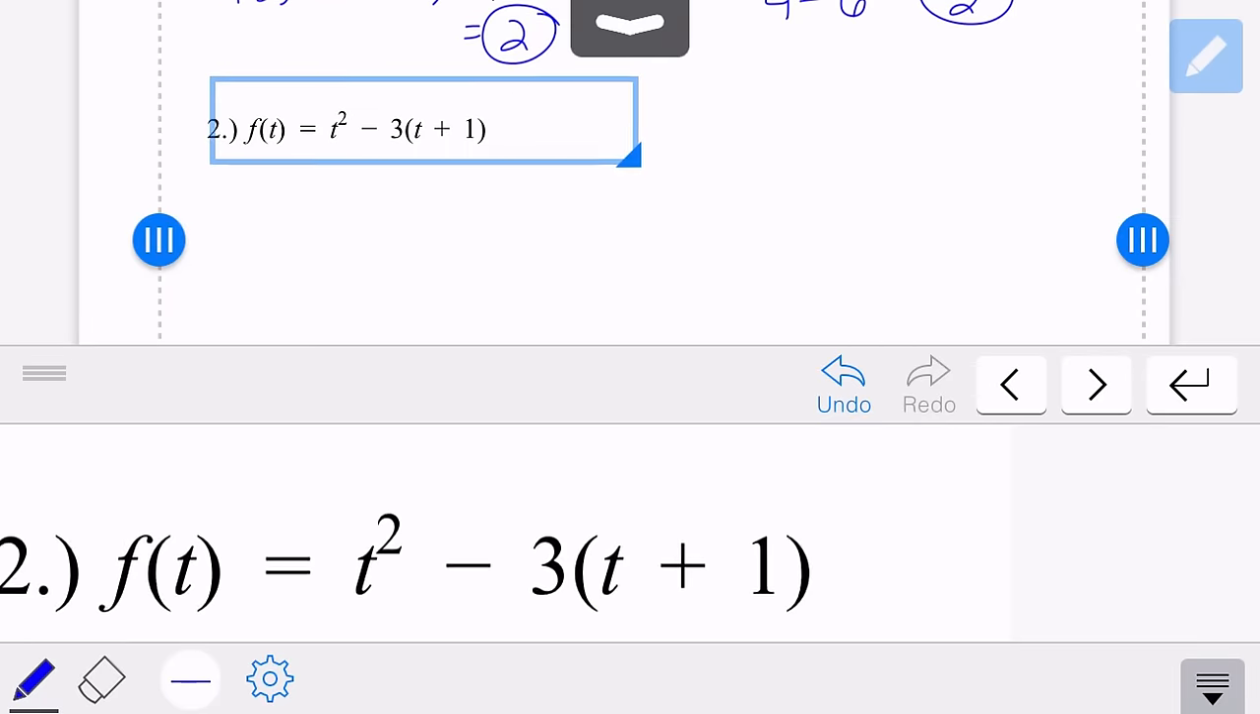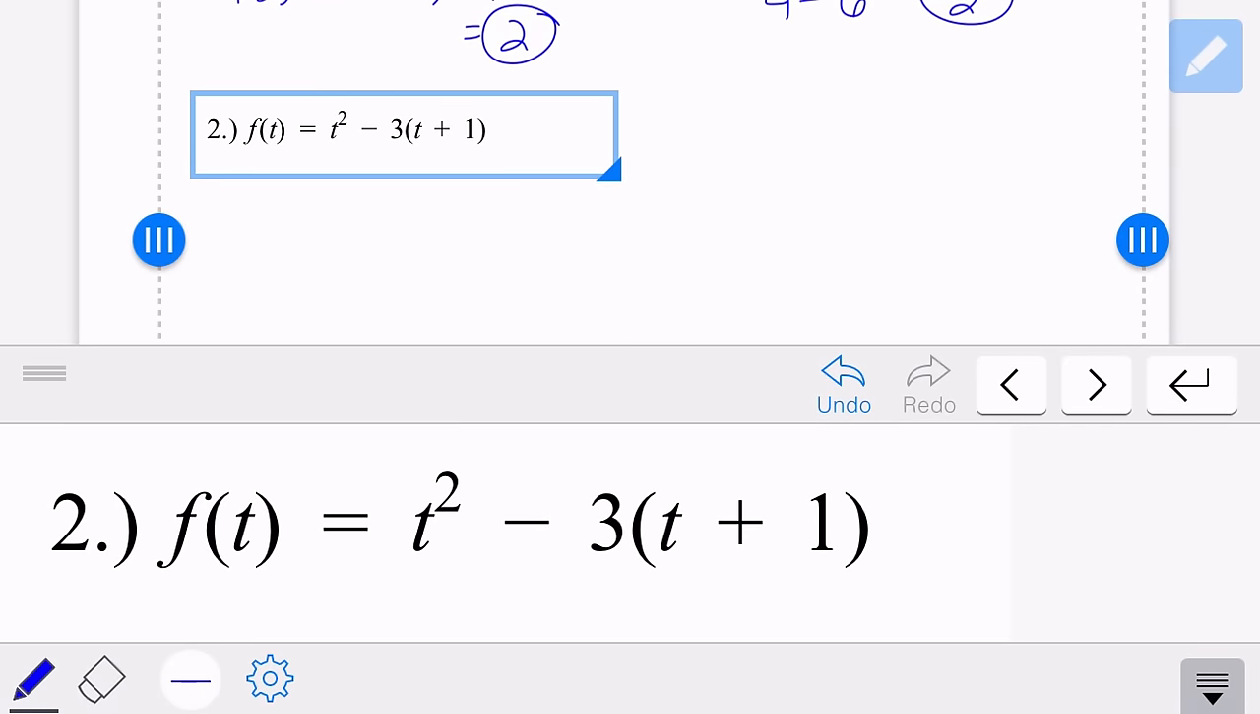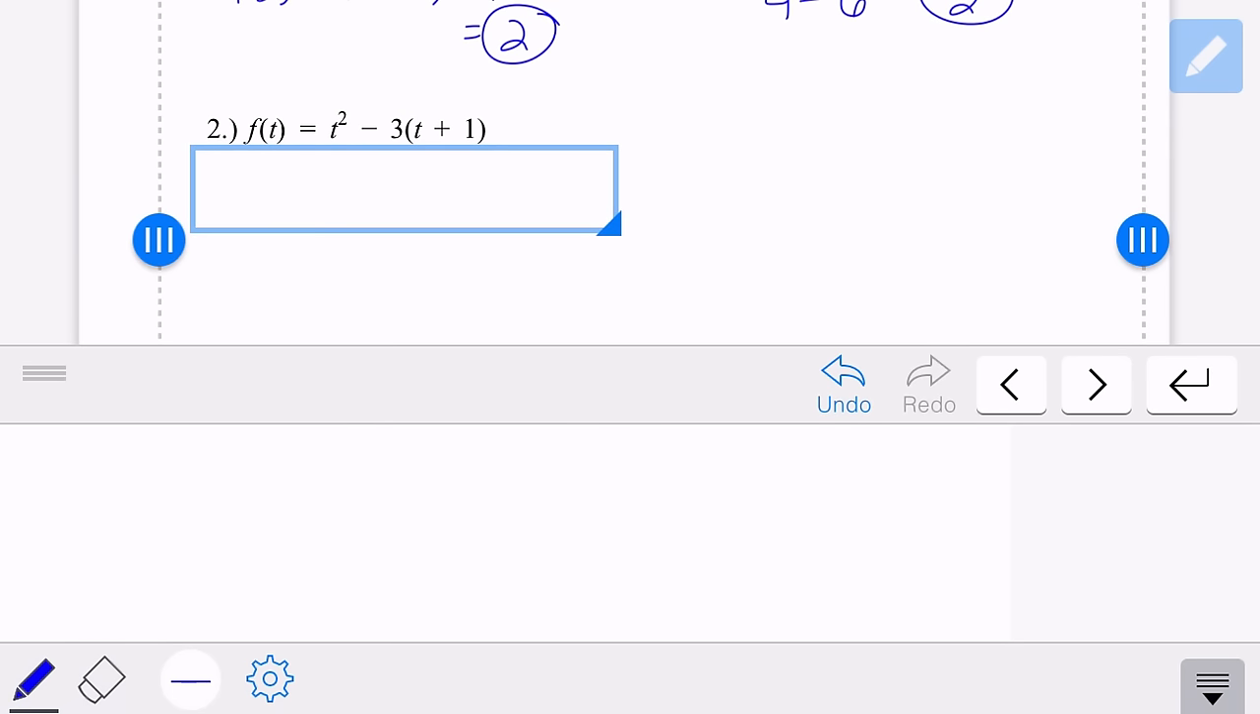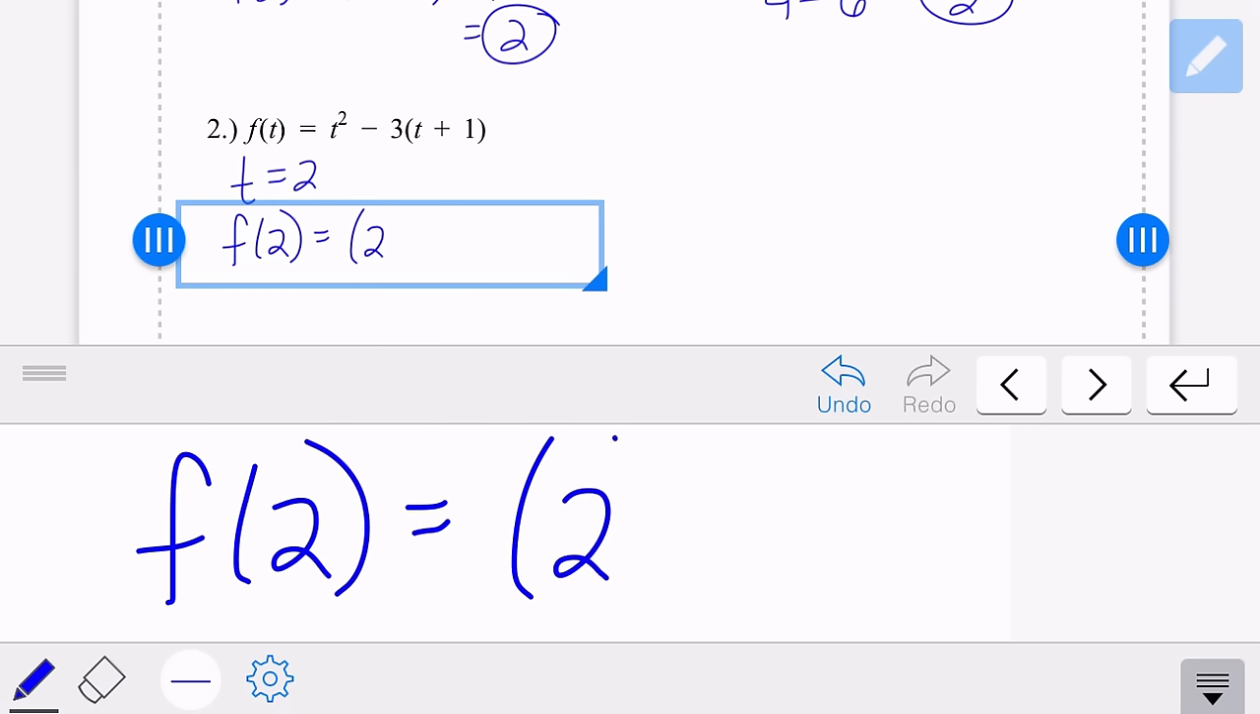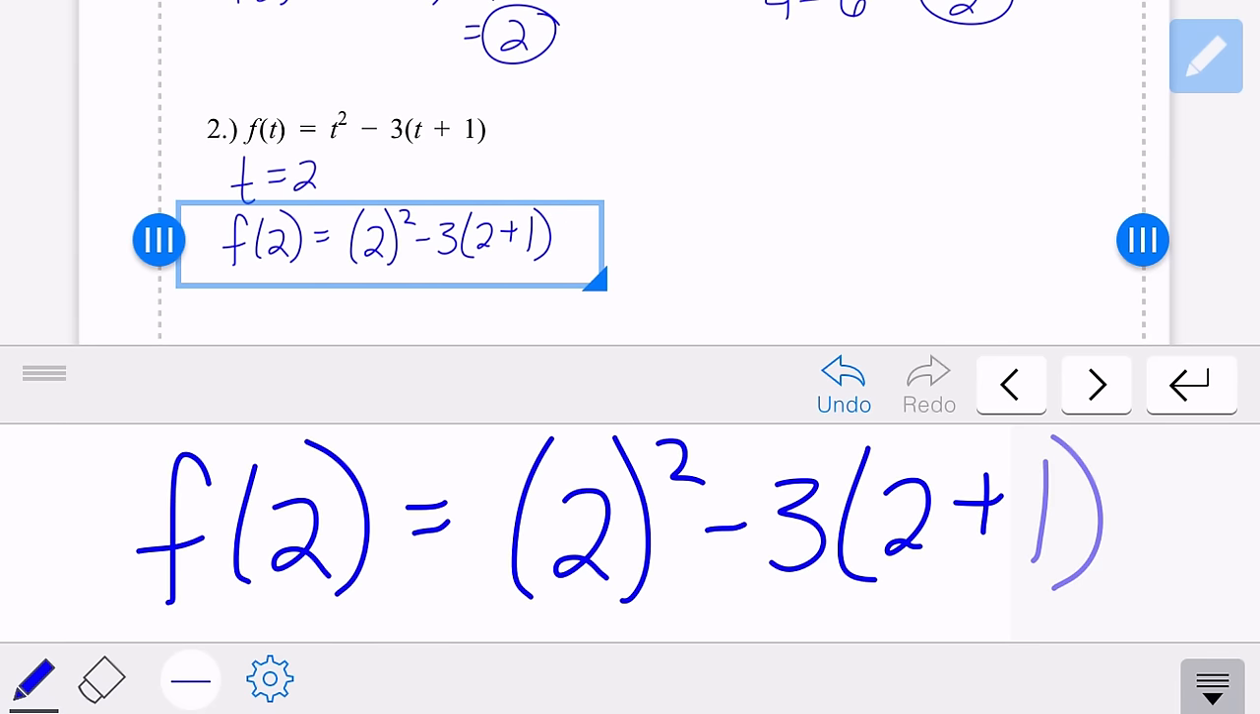Moving on to the next one. We have f of t this time, and that's going to be equal to t squared minus 3 times t plus 1 in parentheses. So let's suppose t is equal to 2. Okay, so we're going to do f of 2, and we're going to be plugging that 2 in wherever there's a t. So we would have 2 squared minus 3 times 2 plus 1.